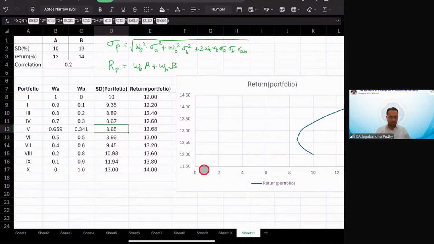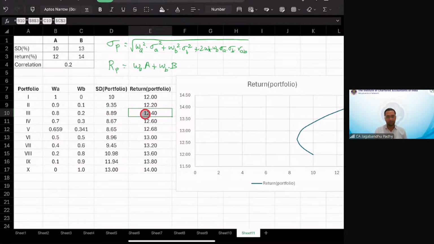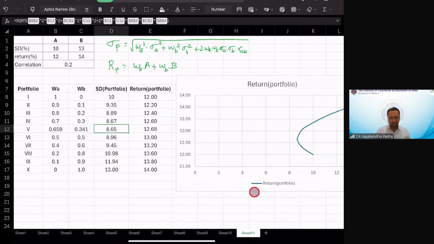You can be a person who would like to invest from 5th to 10th, depending on your risk appetite. Depending on your capability to take risk, you can choose securities from 5th to 10th, but not from 1 to 4. Because from 1 to 4, why would I be really interested in investing in this third portfolio, which is having a risk of 8.89 and a return of 12.4? Instead of that, can't I be just investing in the 5th portfolio, which gives me a higher return at a lower risk? Am I right?